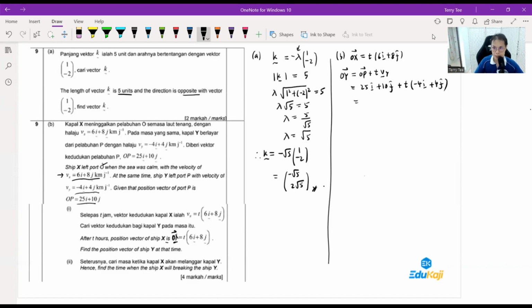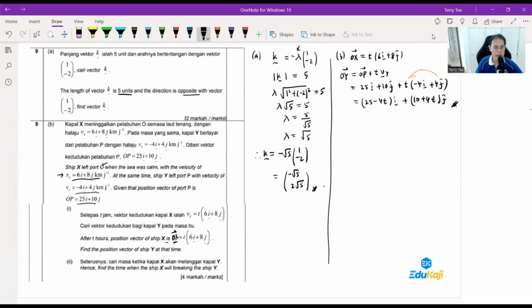So let's expand and simplify this. I'm just going to put the i together. This one you multiply in. So we have 25 - 4t, group together the i, and then 10 + 4t, group together the j. All right. Now, have I gotten the position vector of Y? Yes, this answer is your position vector of Y.